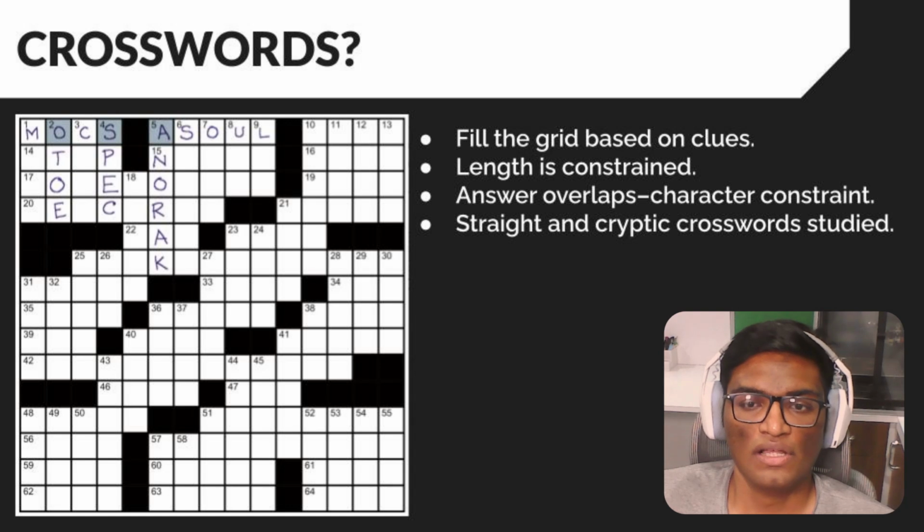As an example, consider square number 2, where the first letter of the answer to clue 2 down must be the same as the second letter of the answer to clue 1 across. There are several variants of crosswords, and in this paper we analyze straight and cryptic crosswords.